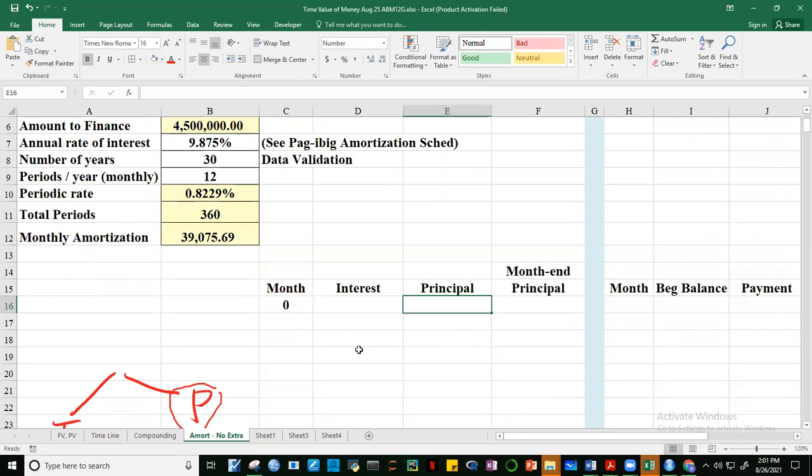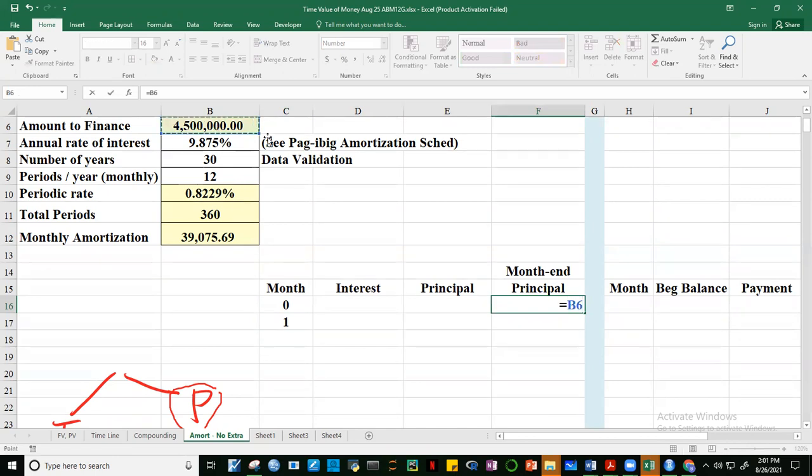Kasi, guys, remember this is annuity ordinary. So, pagka-loan natin, at the end of month 0 pa, magkakaroon ng payment. So, that will be month 1. Dito pa magkakaroon ng payment. So, initially, walang interest, walang principal. And the month-end principal will be yung 4.5 million, no? So, ito yung utang natin.